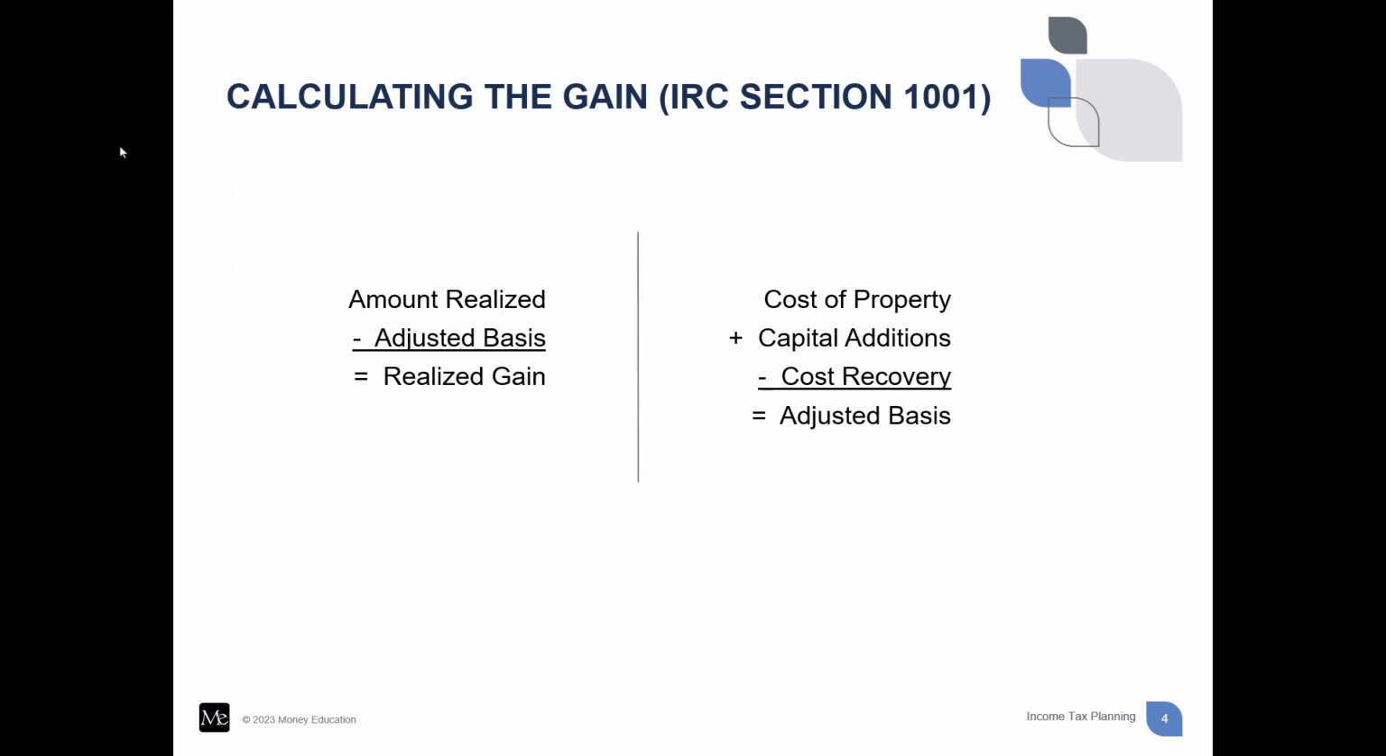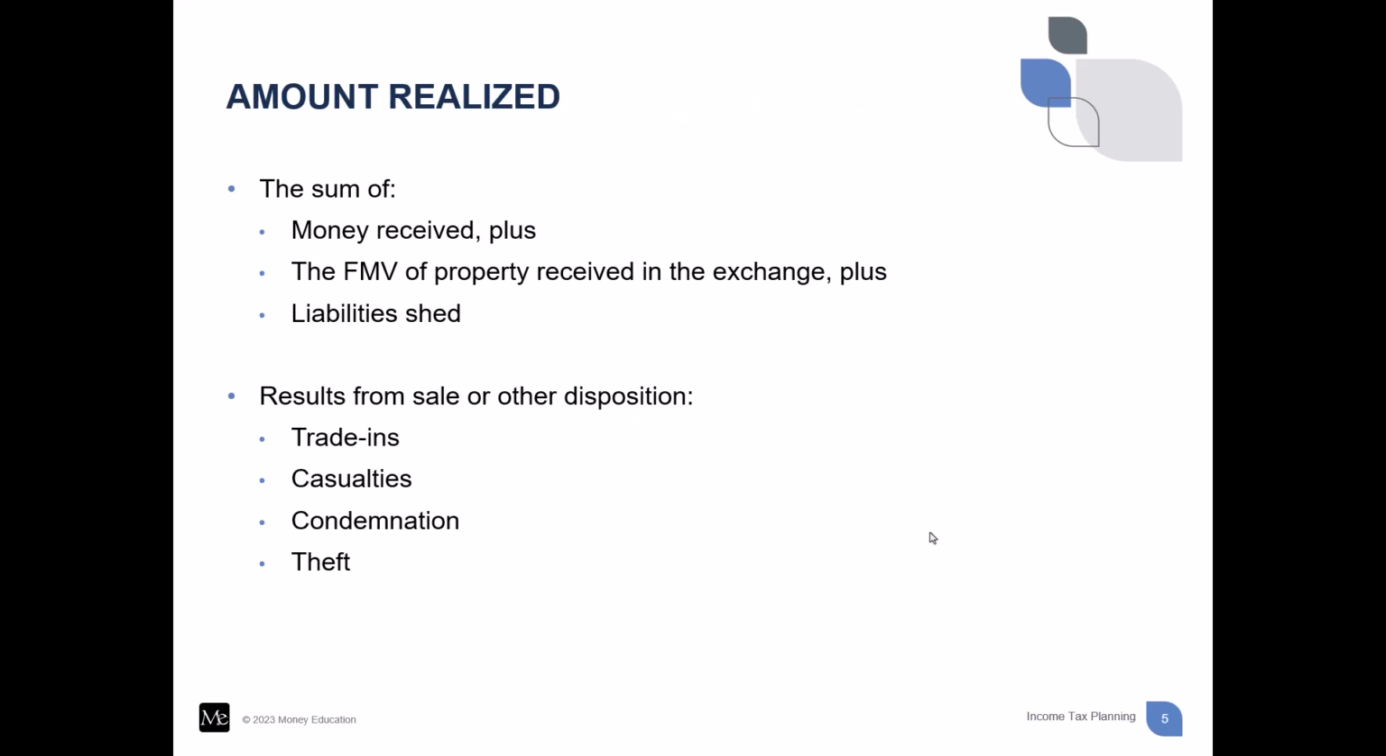So calculating the gain, according to IRC section 1001, the amount realized minus the adjusted basis equals realized gain. We'll talk about how to calculate that. The way you calculate this is cost of property plus any capital additions, so improvements, minus any cost recovery, which is depreciation, equals adjusted basis. We'll do an example later in the problem.